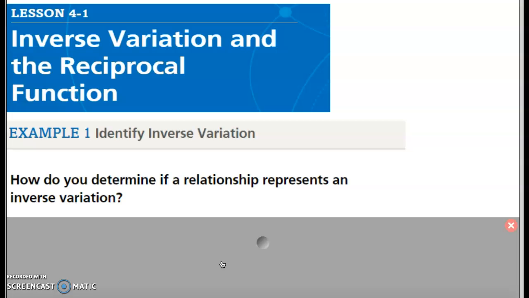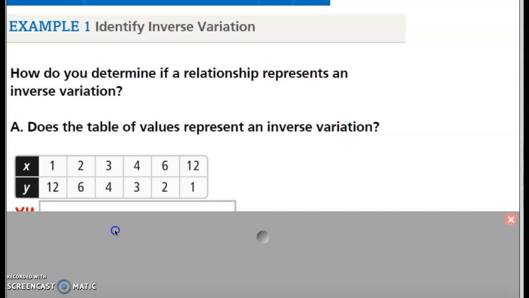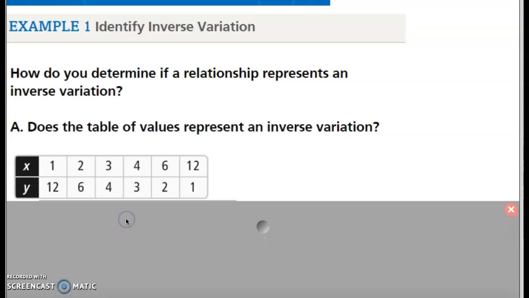the flip of something. If we were in class, I'd probably have you guys all brainstorm what comes to mind when we hear the word inverse. So let's take a look at this table. Do we think this represents an inverse variation?